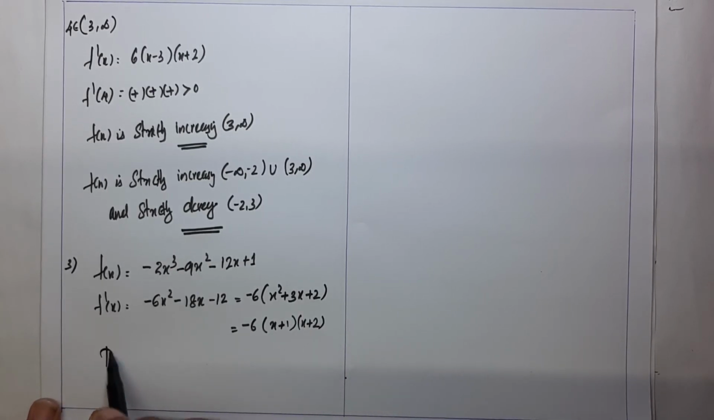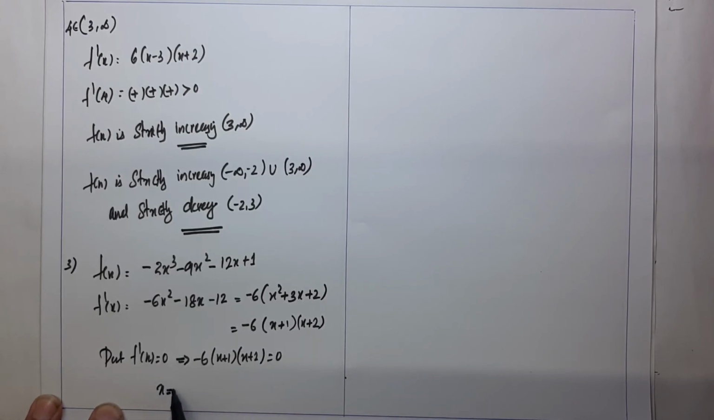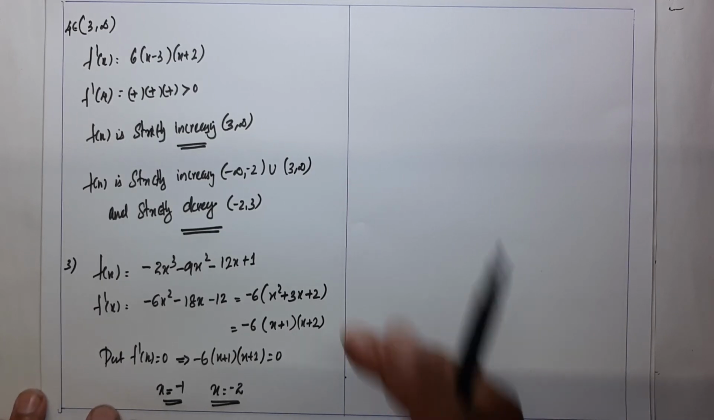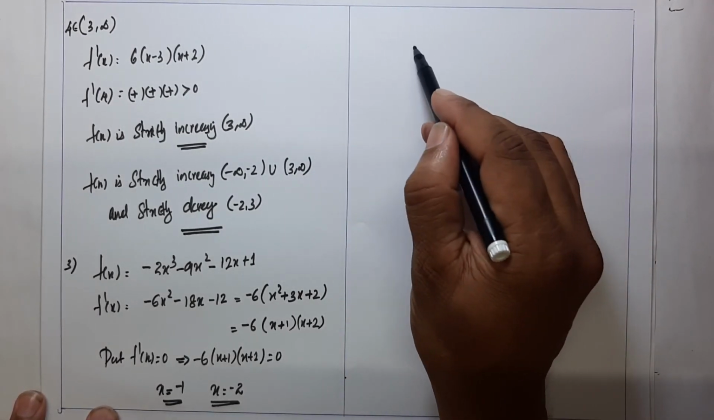Okay. Now we put f dash x is equal to 0. That implies minus 6 into x plus 1 into x plus 2 is equal to 0. 0 by minus 6 is 0. By using the zero factorization theorem, we get x is equal to minus 1 and x is equal to minus 2. These 2 points are said to be critical points, stationary points or extreme points. Now plot these points on a real line.